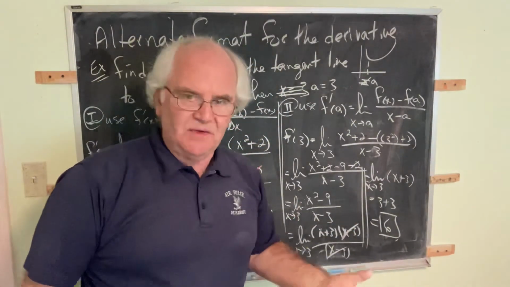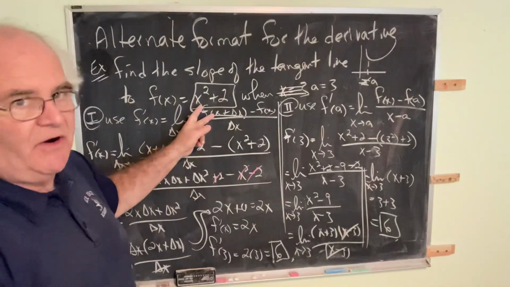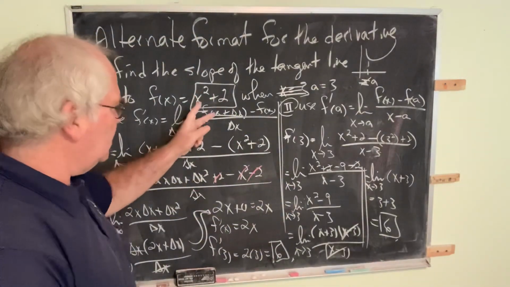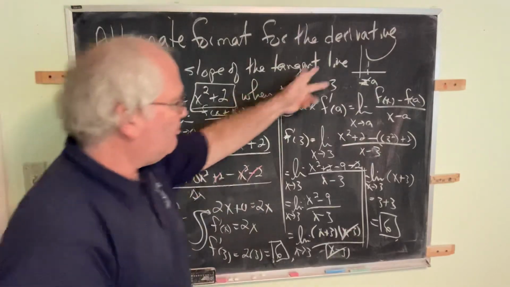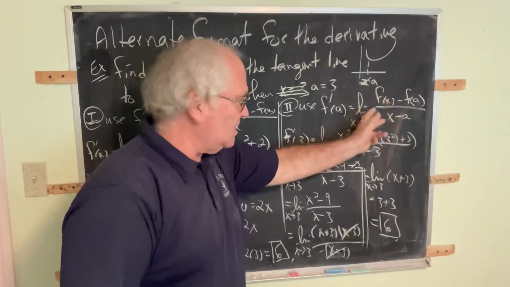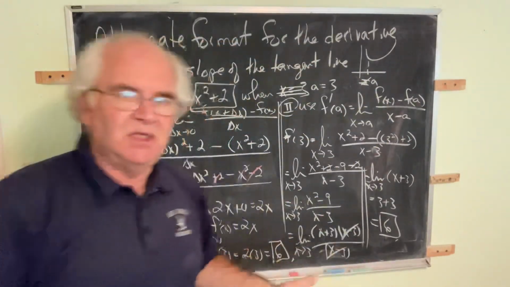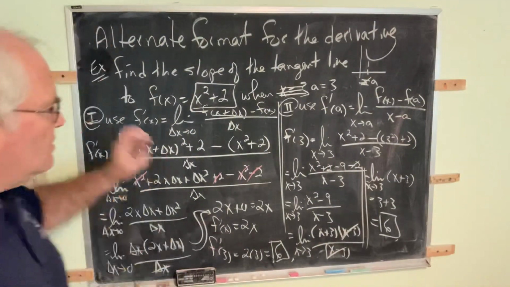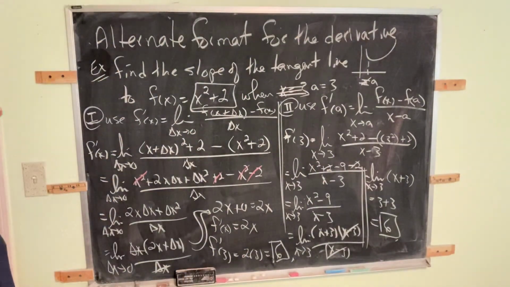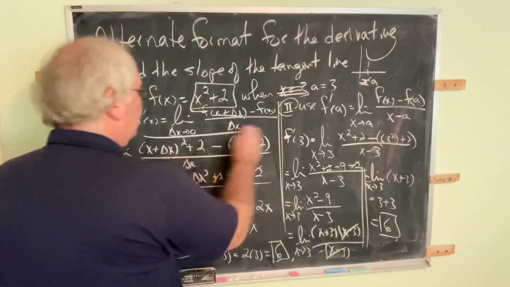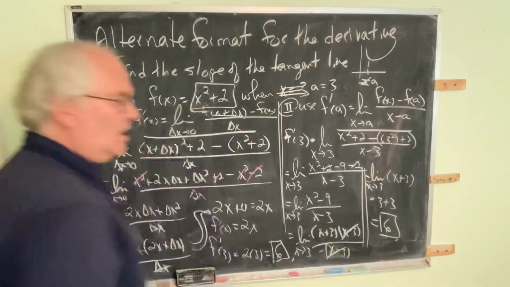If you want to practice this, just pick yourself a little function. It doesn't have to be very elaborate. Practice this using some function, find the value, and then practice using this format with the same function. You should get the same number both ways. So that's the alternate format for the derivative, and you should be familiar with both and able to work with both.